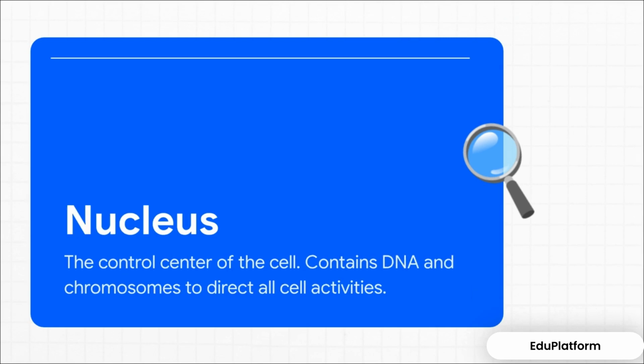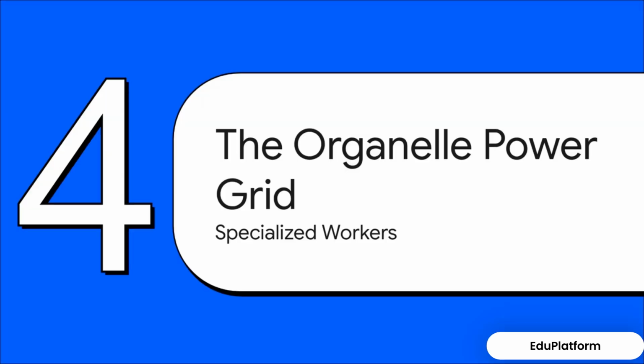And right there, at the very heart of it all, we find the nucleus. This is City Hall, the command center, the big boss. Because tucked away inside of it is the master blueprint for everything, the DNA. And from here, the nucleus directs every single activity in the cell, telling all the other parts exactly what to do and when to do it. Super important.